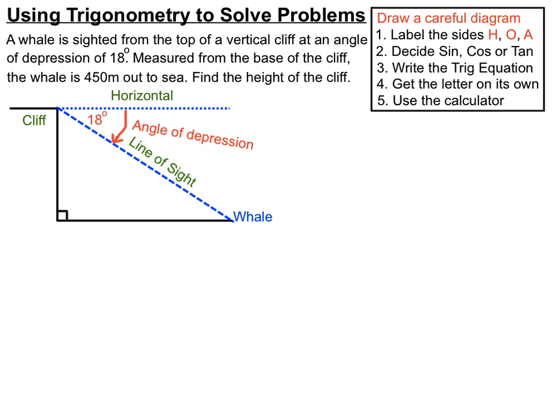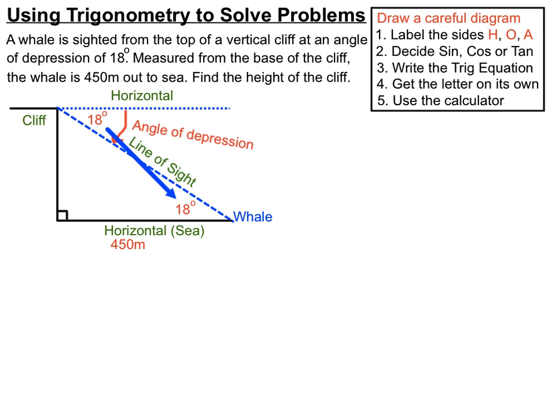It's a funny place for it there. And we've also got the sea, which we'll consider to be horizontal as well, even though it rarely is. For the purposes of maths, we'll call it horizontal. And we want the height of the cliff, the distance from the base of the cliff out to the whale. It was said in the question to be 450 meters, so we'll piece that together as well.